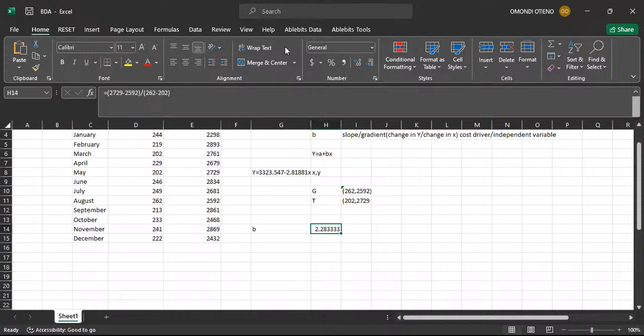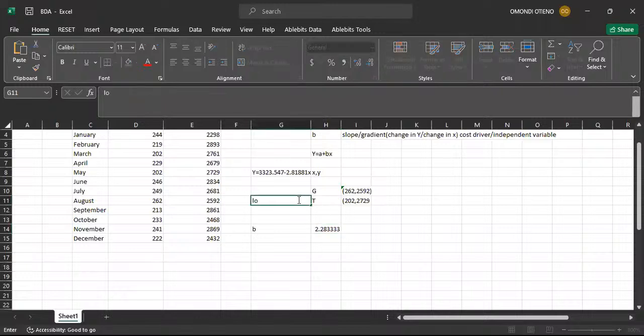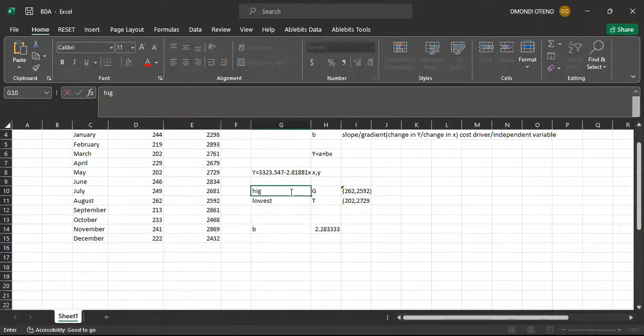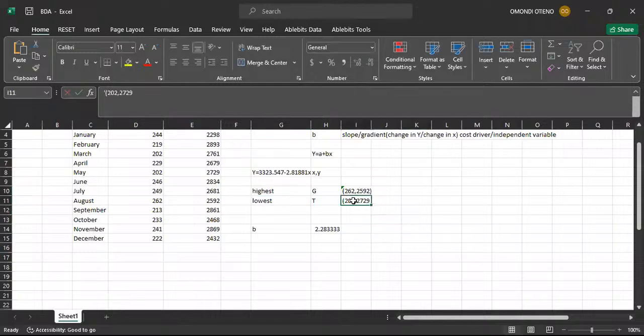There's something that we are missing. Which one was the highest? This one here, the lowest pair. This one here was the highest pair. So some people are wondering. Here we have 202, which we are saying is the lowest, yet Y is 2729. Up here, we have 2592, which we are saying is the highest, yet it is only X that is the highest, and Y is now the lowest as per the pairs that we've picked.